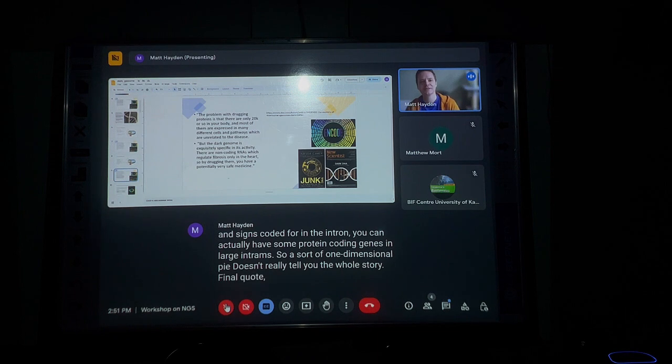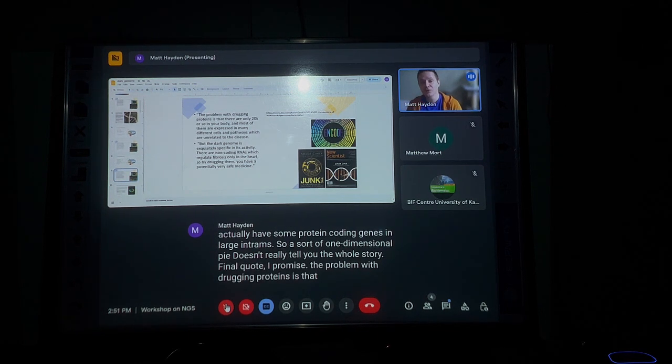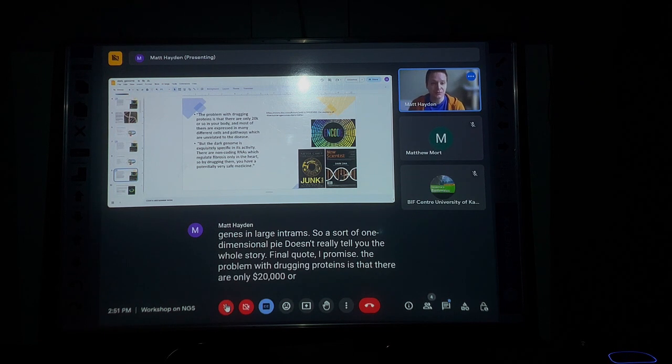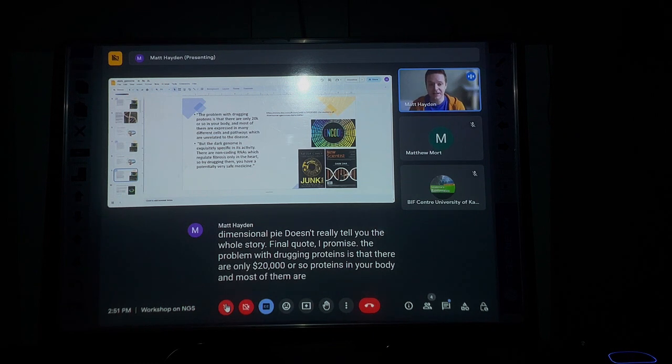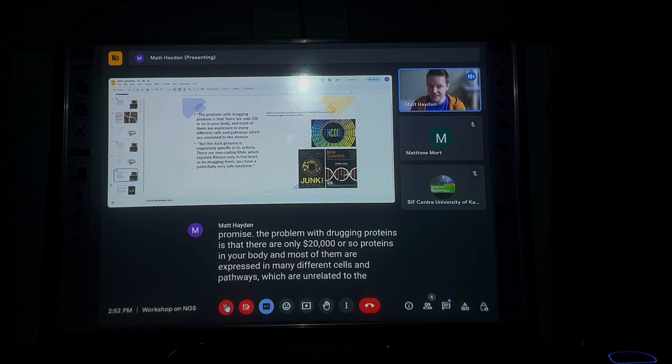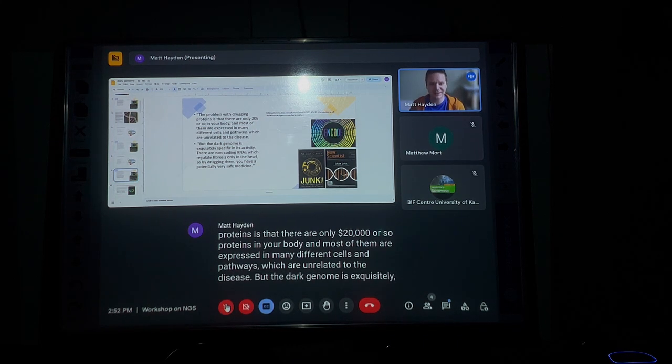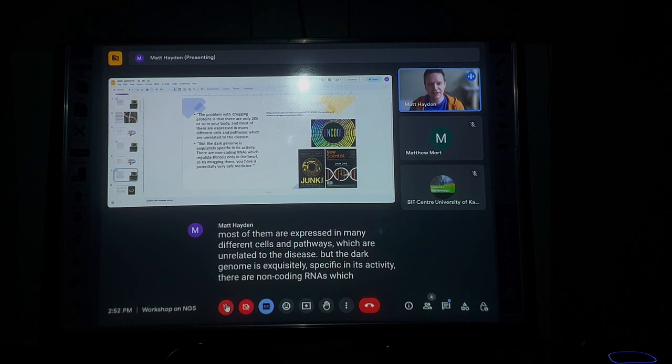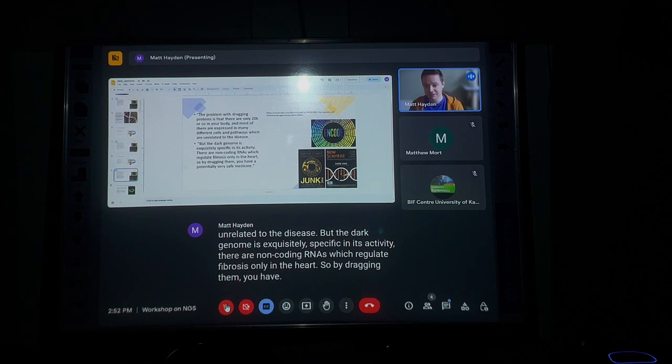Final quote, I promise. The problem with drugging proteins is that there are only 20,000 or so proteins in your body, and most of them are expressed in many different cells and pathways, which are unrelated to the disease. The dark genome is exclusively specific in its activity. There are non-coding RNAs which regulate fibrosis only in the heart, so by drugging them, you have potentially a very safe medicine.